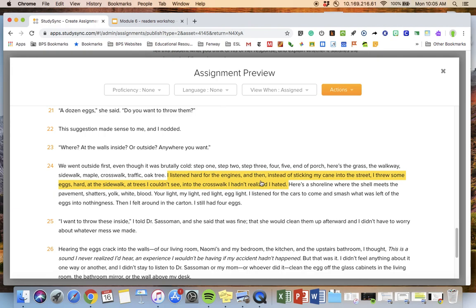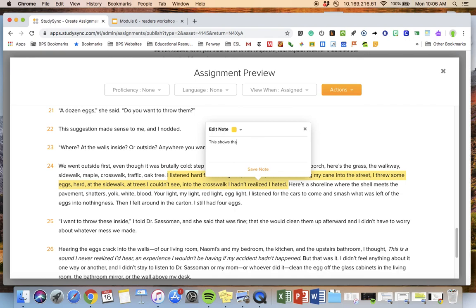Now, I want you to think about that. What does that line tell us about this girl? How she's feeling, what she's thinking. What does this tell us about her? Think about that for a second. Okay, what did you come up with? Here's what I said.